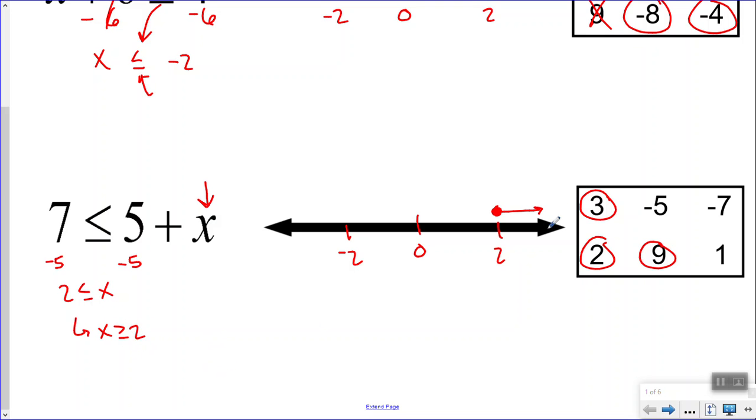Because we have the or equal to, we're going to have a filled in circle here. And because we want values that are greater than 2, that arrow is going to go to the right. 3 and 9 are both larger than 2. Negative 5, negative 7, and 1 are not. Because we have the filled in circle and the or equal to, we can circle 2 as a possible solution.